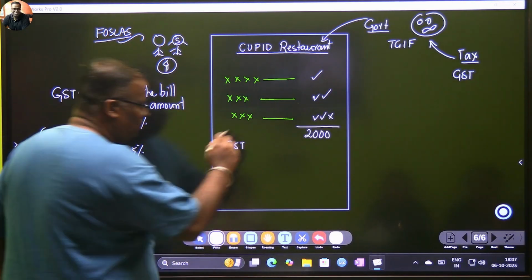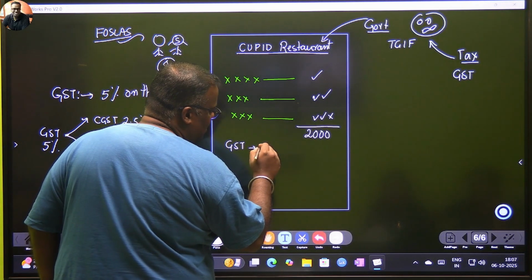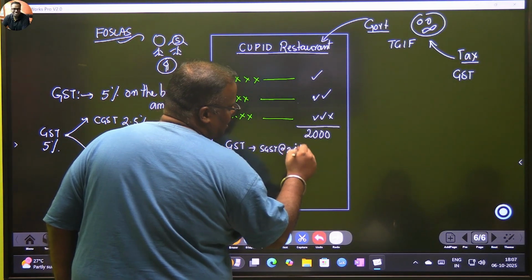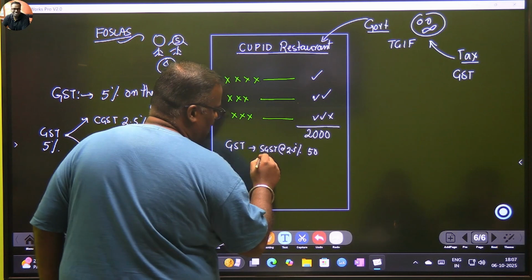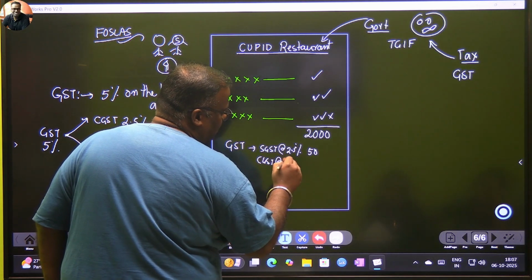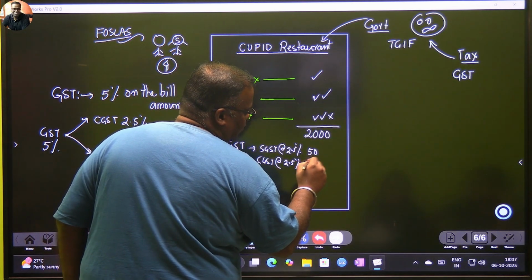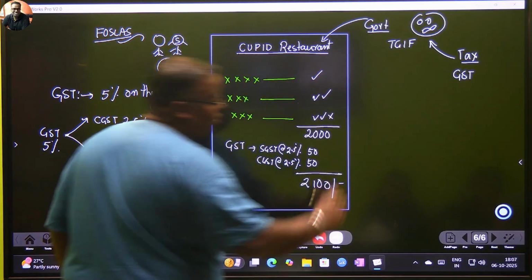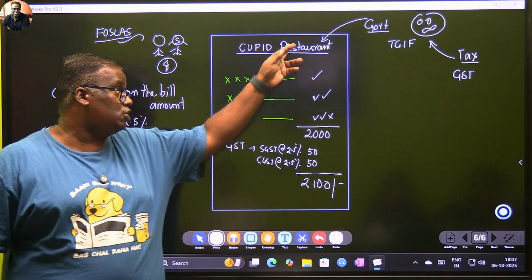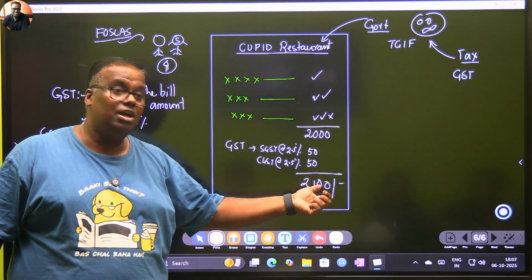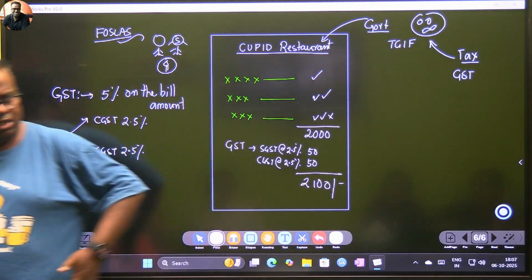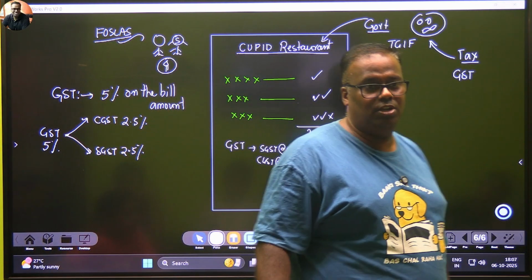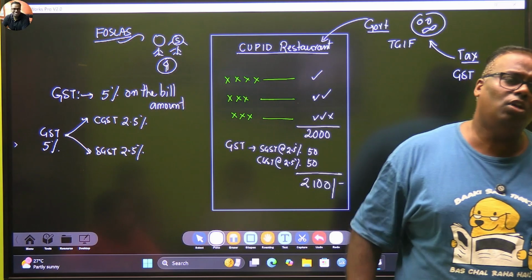Now think, 5% value came to how much for this bill? 100. So if you see, the GST will be shown like this. SGST at 2.5%, 50 rupees. CGST at 2.5%, how much? 50 rupees. So net our fellow will pay 2,100. Out of which this restaurant, Cupid Restaurant, has to pay 100 rupees to the government and pocket the rest. So everything that you buy, which is very precious and very costly, that all attracts tax.